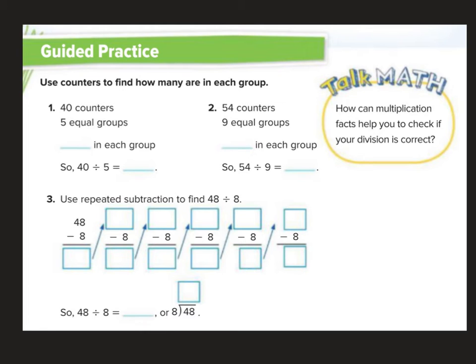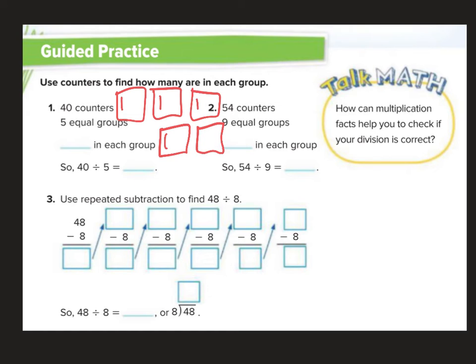All right, so if I have 40 counters, I want to divide them into 5 equal groups. I would have how many in each group? So if I have 5 groups, okay, 40, and 5 groups and 40 counters. So then I split them up.